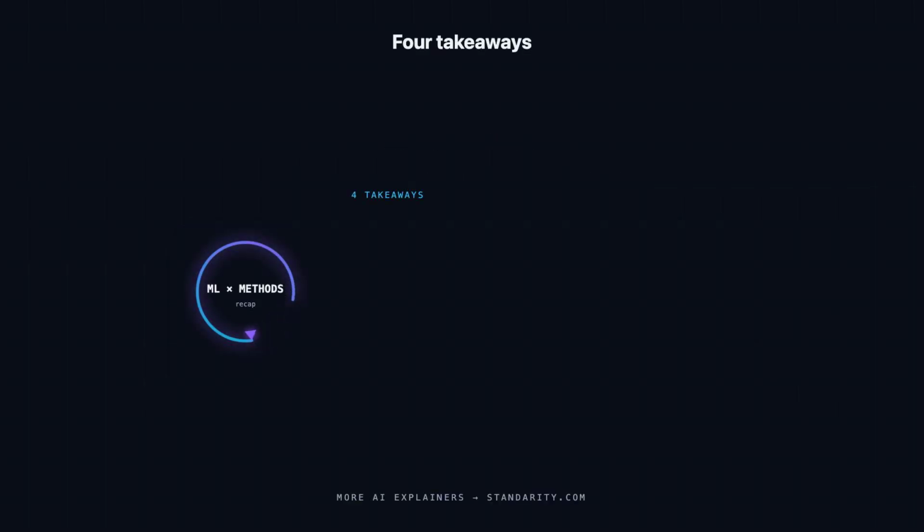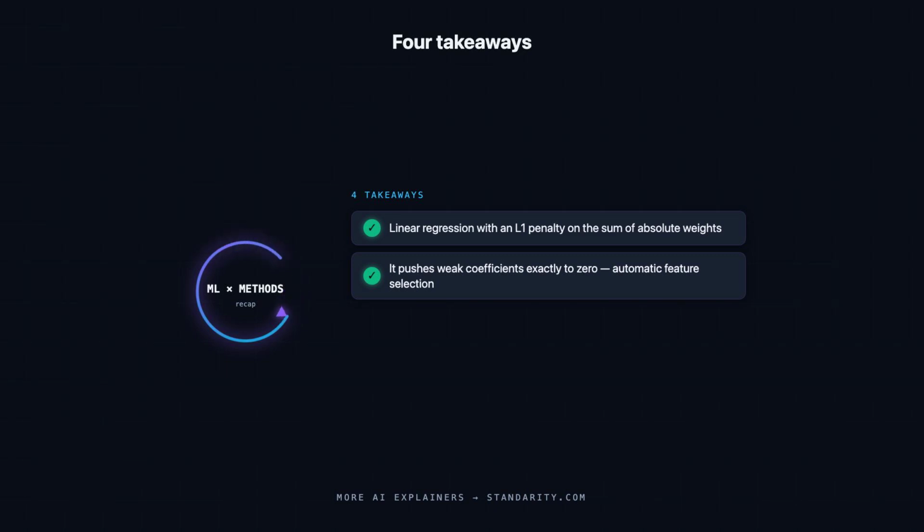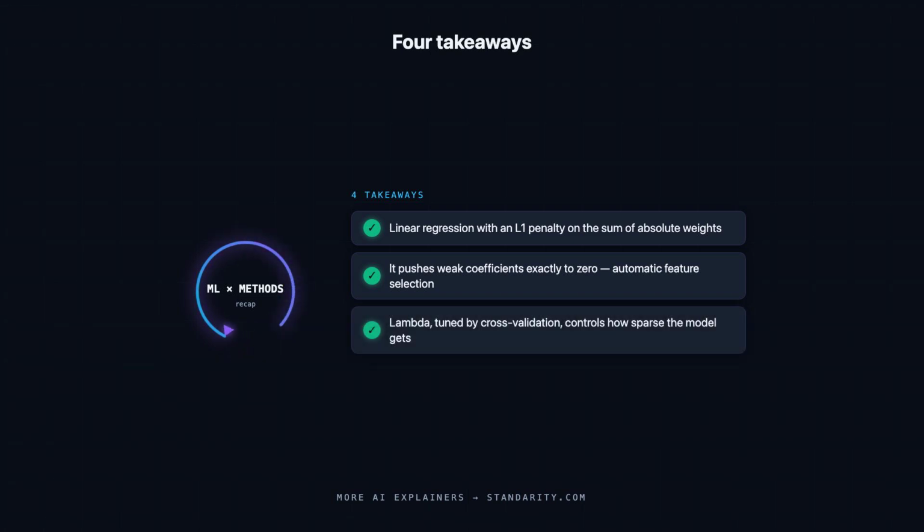All right, let's lock in what matters. Lasso regression is linear regression with an L1 penalty, the least absolute shrinkage and selection operator, added to the usual squared error loss. Because it penalizes the absolute size of the weights, it pushes weak coefficients exactly to 0, performing automatic feature selection while it trains. The penalty strength lambda, tuned by cross-validation, decides how sparse the model becomes. Larger values keep fewer, more informative features alive.